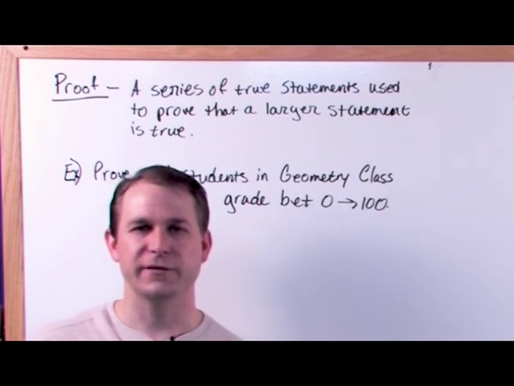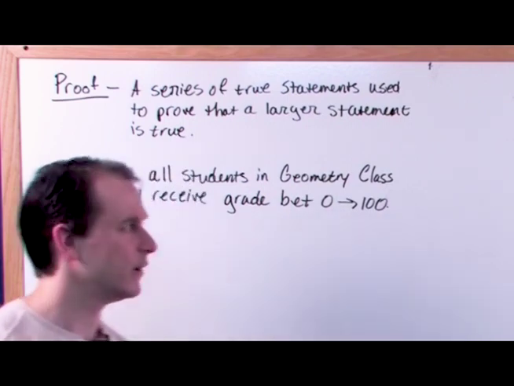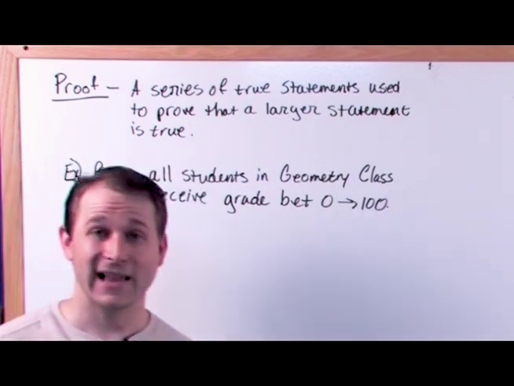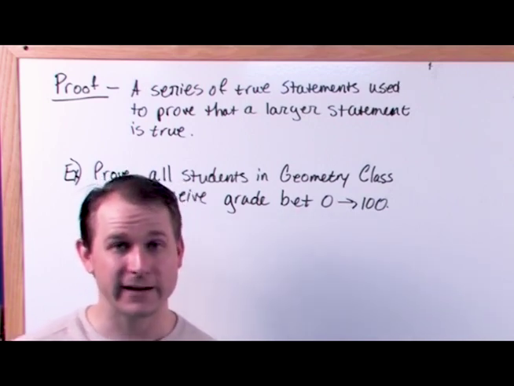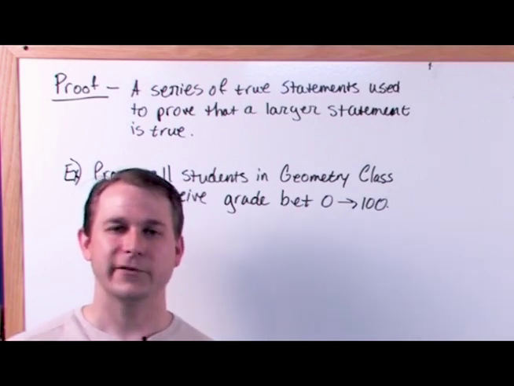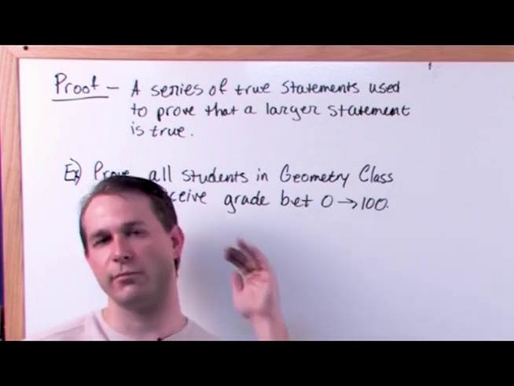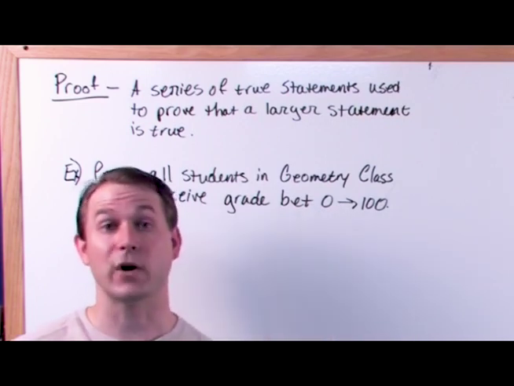And so logically, you don't even think about that. It's so simple. It's like, well, duh, everybody in class gets a grade. And everybody that gets a grade has a grade with these numbers. But that's what this proof is trying to get you to do. It's trying to get you to break down that logical thought process and write it down.